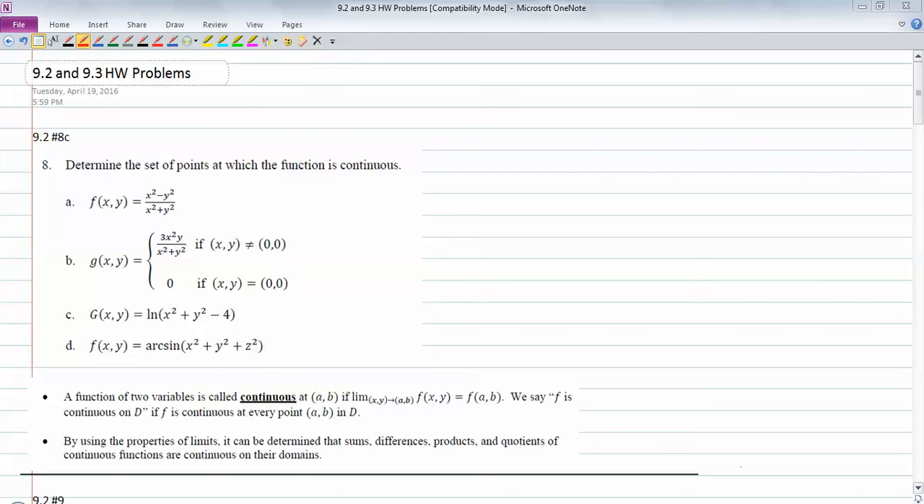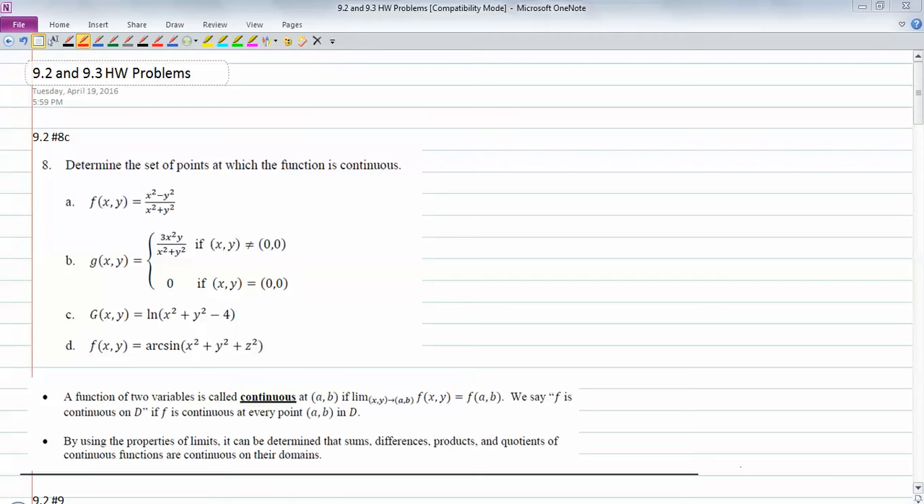Okay, so this is going to be for, I don't know which homework this is, 26 or 25, something like that. It's the stuff from 9.2 and 9.3. So the first problem is 8c, and we're trying to find when this capital G of xy is continuous.